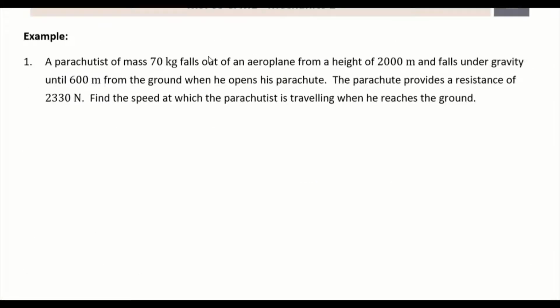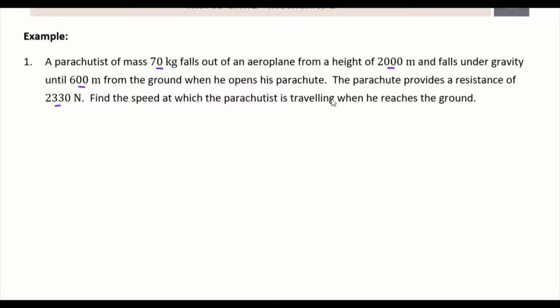Okay, so let's try to look at the example. We can spend some time to read the question first. There is a parachutist with a mass of 70 kg. He falls out of an aeroplane from a height of 2000 meter and falls under gravity until 600 meter from the ground. Then after that he opens his parachute. The parachute provides a resistance of 2330 Newton.